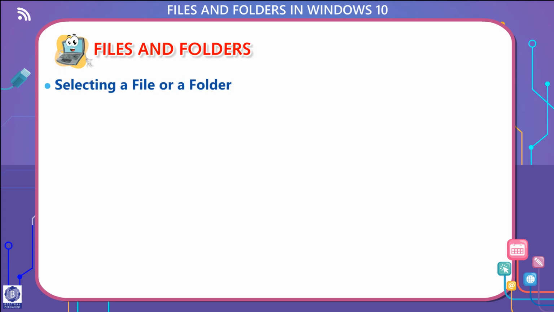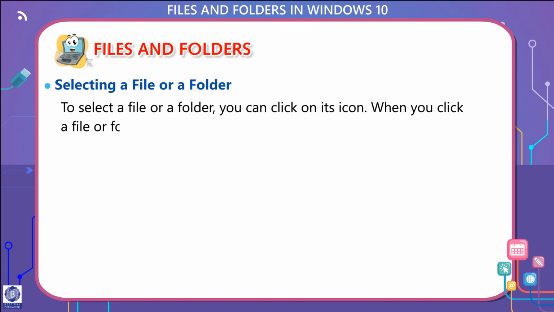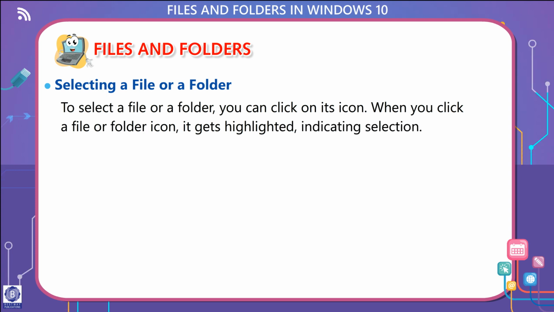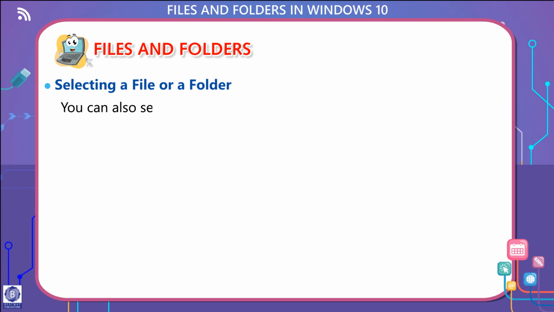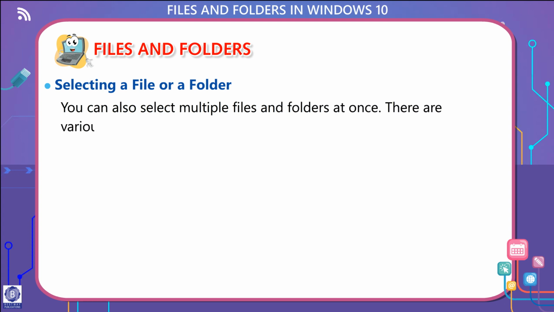Selecting a file or a folder. To select a file or a folder, you can click on its icon. When you click a file or folder icon, it gets highlighted, indicating selection. You can also select multiple files and folders at once. There are various ways of doing it.